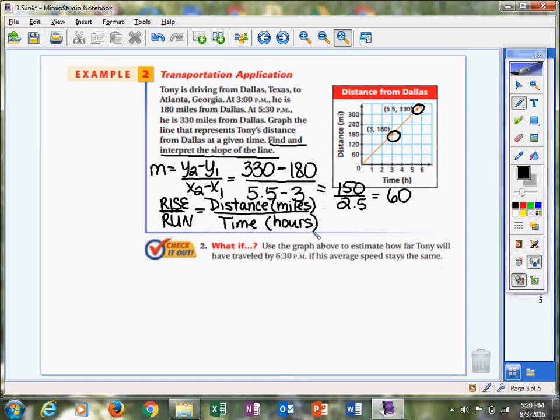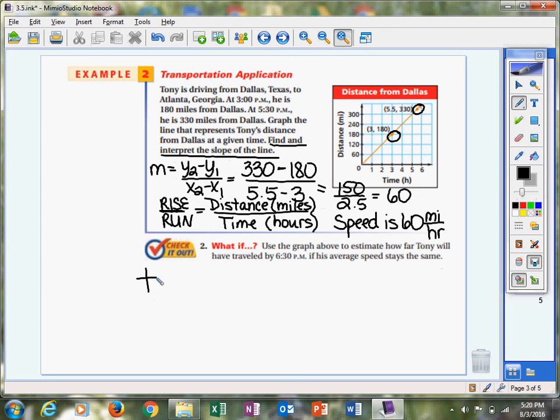So that 60 can be interpreted as his speed, because his average speed is 60 miles per hour, is how we can interpret that. Okay, and the graph told me that information. I didn't just invent it all of a sudden. It was on the graph. All the information I needed was on the graph.